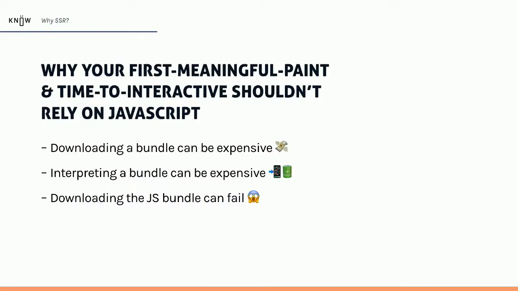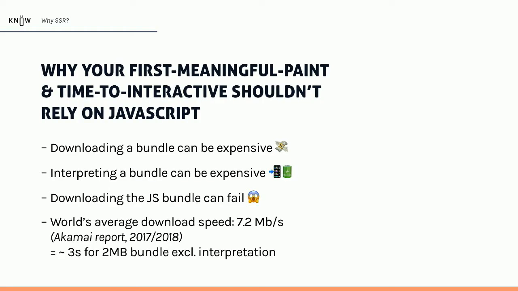Interpreting the JavaScript on the phone or on the computer is also expensive. It takes battery power, and it takes away time of the user. And also, JS can simply fail, like downloading a bundle can fail, or you can have errors in your JavaScript.